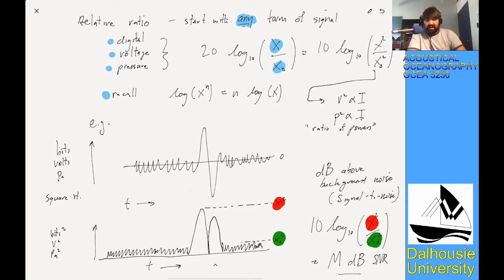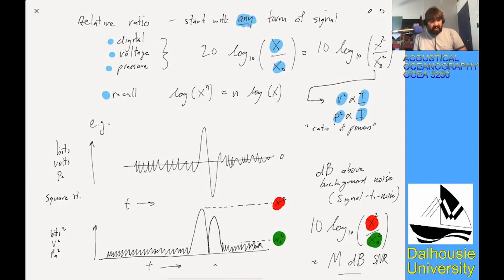Why the squared? Why is this defined this way? So why is the actual definition of dB 20 log 10 the value over the other value? That's because it's a ratio of powers. And in most cases, for instance, voltage squared is proportional to intensity, and pressure squared is proportional to intensity. So truly we're looking at a ratio of powers when we square it. And that's why there's a 20 log 10 of the absolute value, or 10 log 10 of the square.